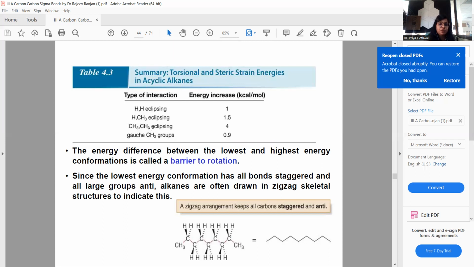The energy difference between the lowest and highest energy conformations is called the barrier to rotation. Since the lowest energy conformation has all bonds staggered and all large groups anti, alkanes are often drawn in a zigzag skeleton structure to indicate this. The zigzag arrangement keeps all carbons staggered and anti. We can see this phenomenon here. This carbon is shown with a wedge and dashed structure. This is known as a staggered anti conformation of the alkanes.